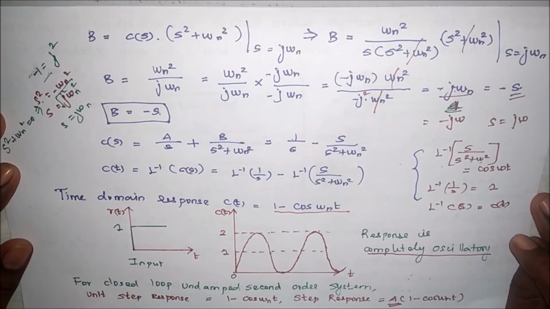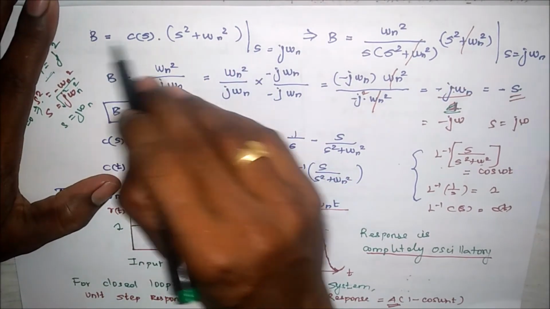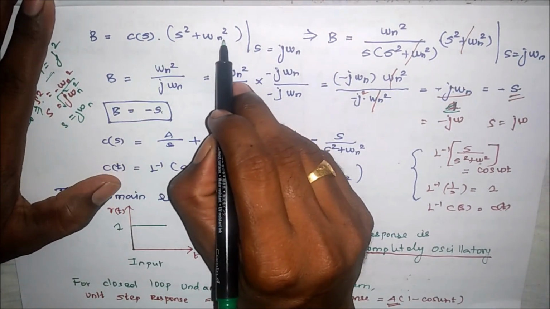Next we have to find b. So b equal to C of s times its denominator, b's denominator equal to s square plus omega n square.